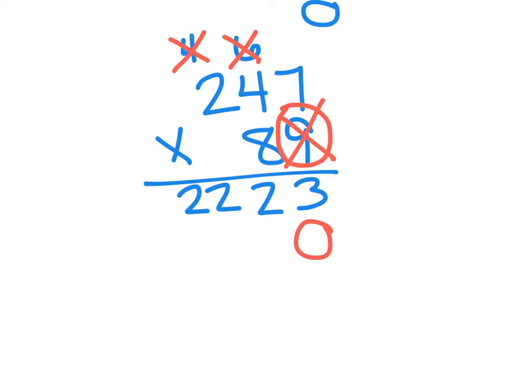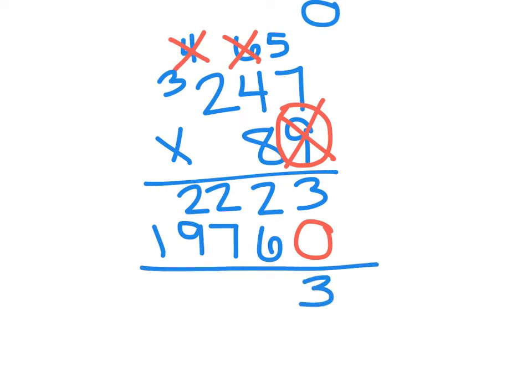So now we're going to multiply everything by the 8. 8 times 7, 8 times 4, 8 times 2. So 8 times 7 is 56. Put down your 6, carry the 5. 8 times 4 is 32, plus 5 is 37. 8 times 2 is 16, plus 3 is 19.